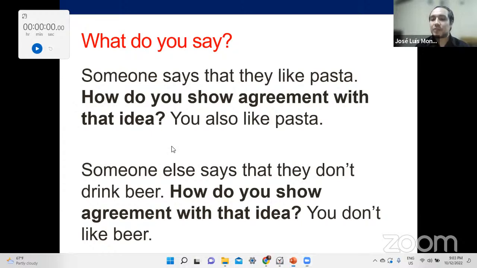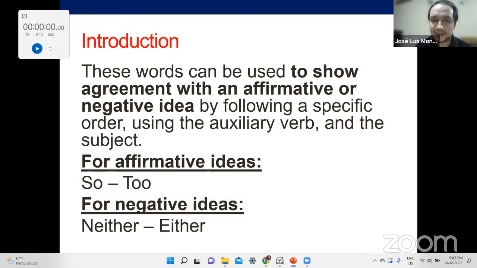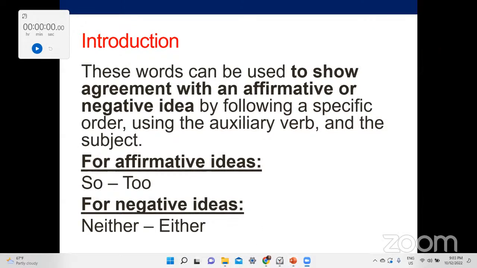Let's go to the introduction, and this is for you, please, Natalie. Okay, introduction. These words can be used to show agreement with an affirmative or negative idea by following a specific order using the auxiliary verb and the subject. For affirmative ideas, so, too. For negative ideas, neither, either.